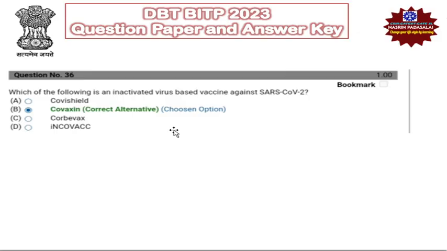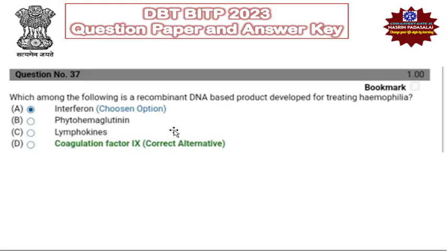Which of the following is inactivated virus-based vaccine against COVID? Okay, the correct answer is Covaxin, which is produced by Bharat Biotech. It is the first vaccine and it is an inactive virus-based vaccine. Next, which of the following recombinant DNA-based product is developed for treating hemophilia? The correct answer is coagulation factor 9 is employed for treating hemophilia.